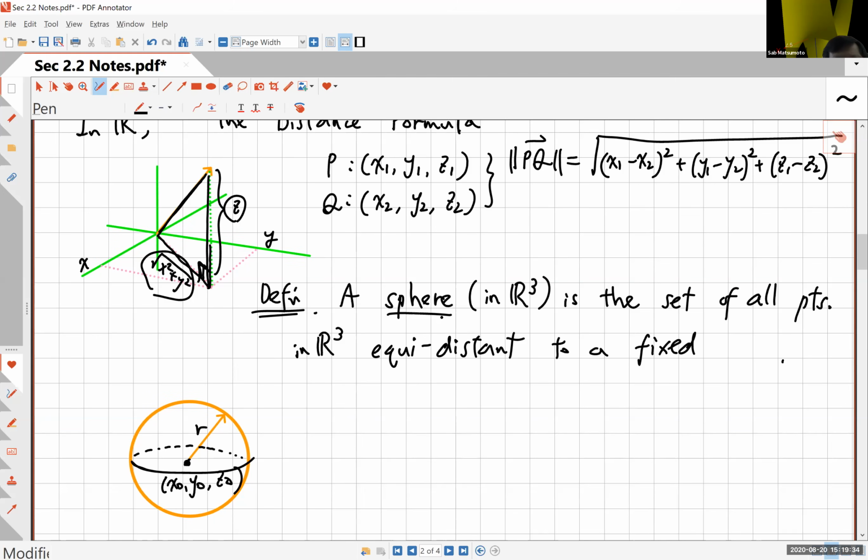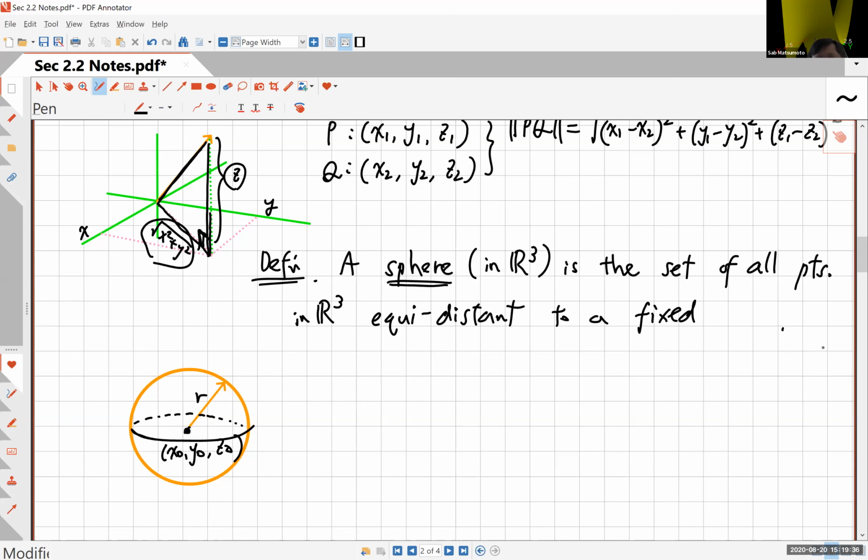All right, so with that, we can talk about the definition of a sphere. As you know, the sphere is basically the surface of a ball, a perfect ball, if you can imagine that. And a sphere is a set of all points in R3 equidistant from a fixed point. And that fixed point we almost always denote as written here. It's x naught, y naught, z naught.